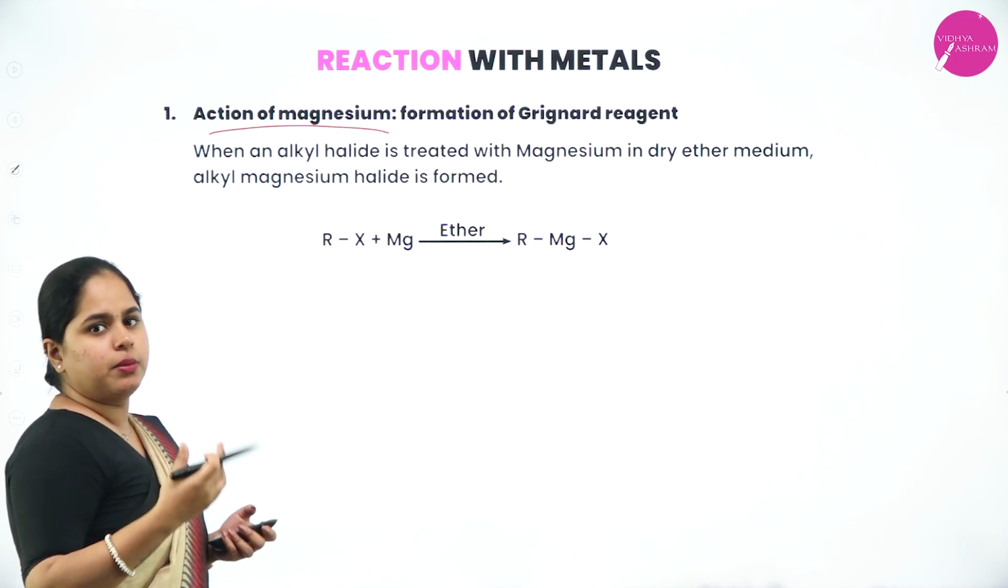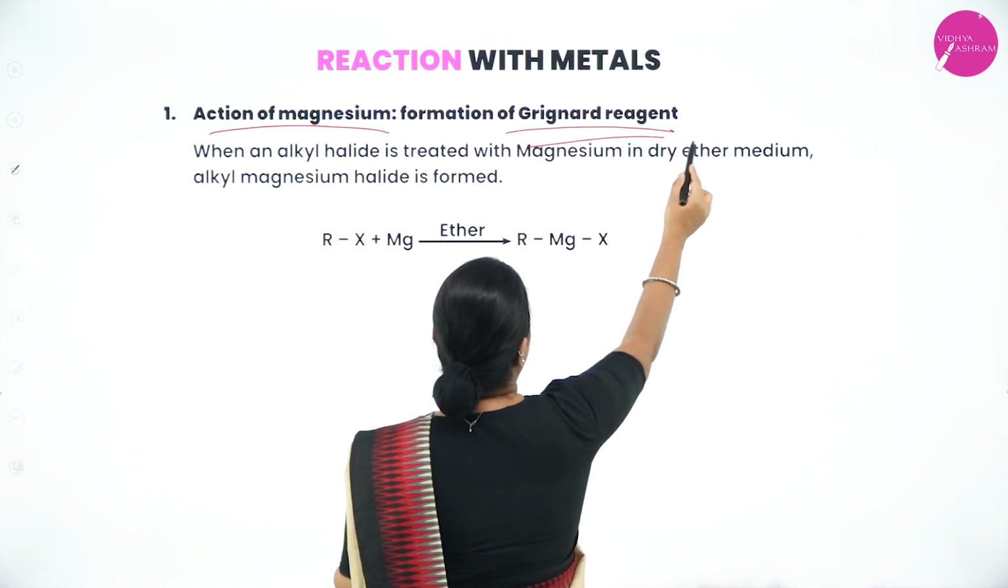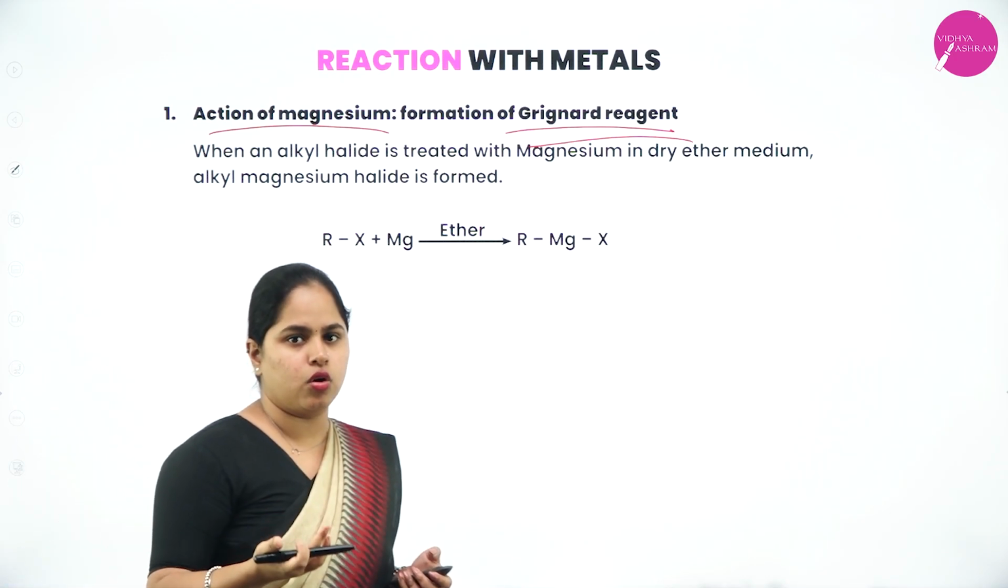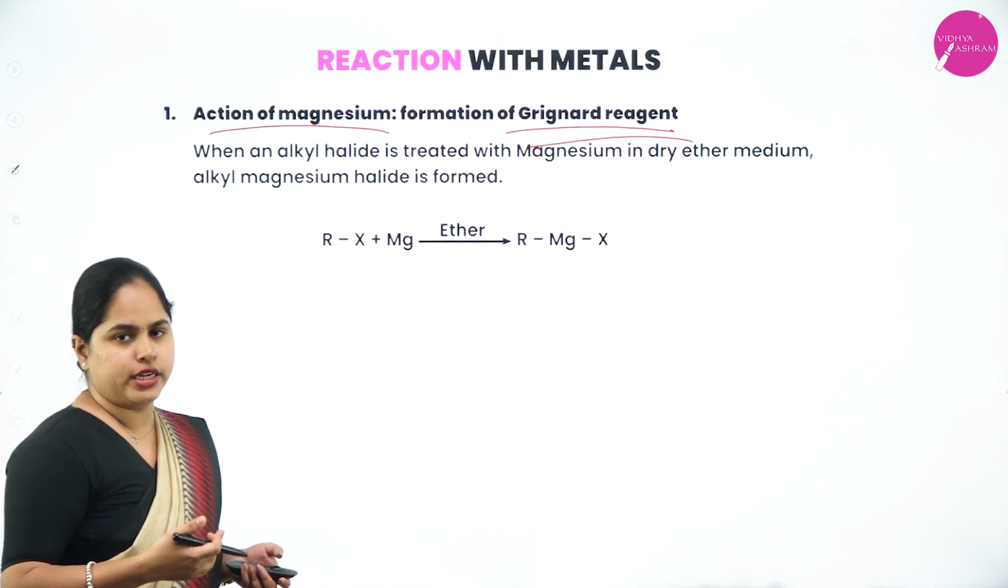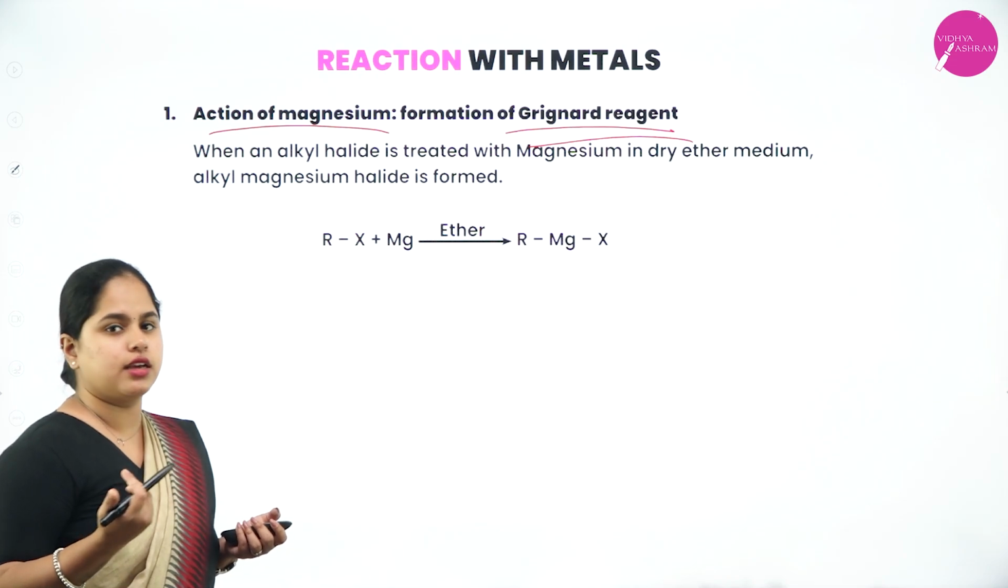First one, the metal we are using is magnesium, which is the formation of Grignard reagent. Okay. Grignard reagent is used for the preparation of various other organic compounds also, so it is very important how to prepare Grignard reagent. One method, from haloalkane, by the addition of magnesium we can get Grignard reagent.